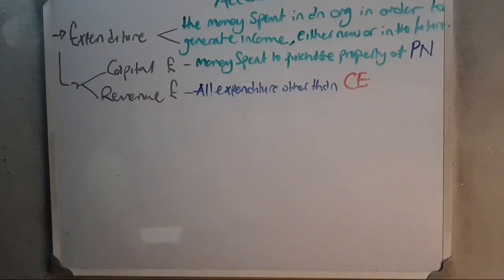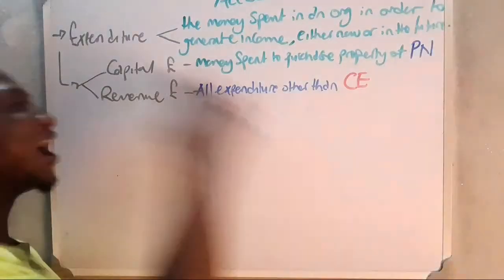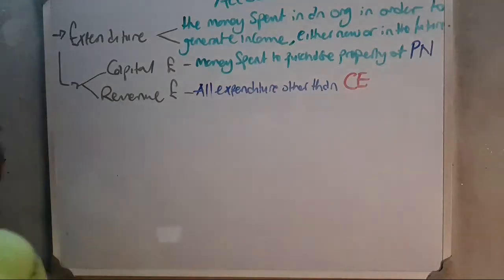Are we together? Expenditures like salaries, selling expenses, transport, any expenditure you make other than capital expenditure is seen as revenue expenditure. Okay, so we have that.